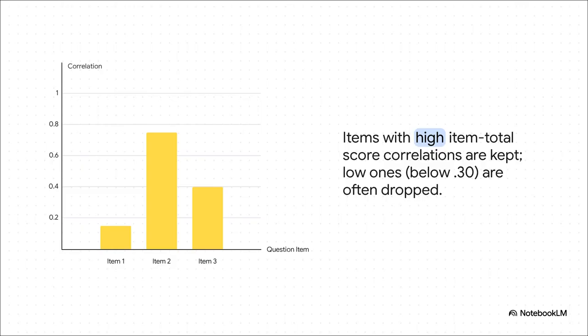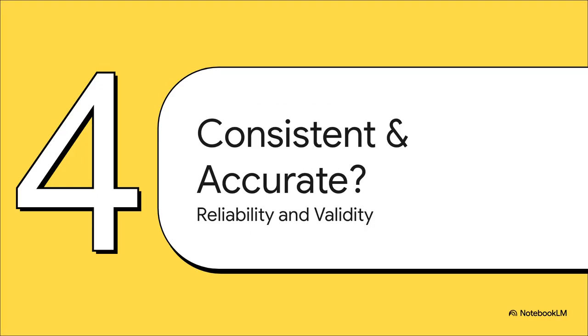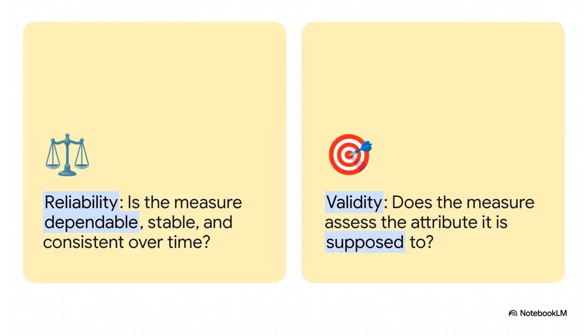All right, now for what is maybe the most critical part of all, quality control. Once you've built your measure, you have to prove that it's actually any good. A measurement tool is absolutely useless if it isn't both reliable and valid. These two concepts are the cornerstones of all good measurement. And the key is telling them apart.